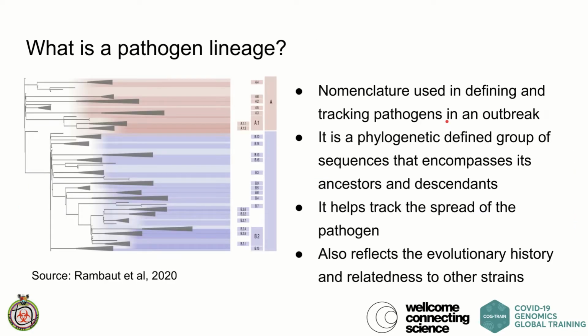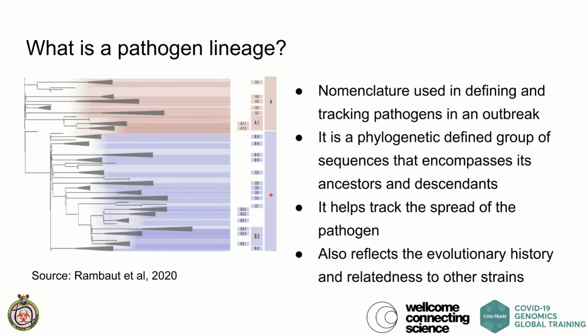Now let's define some of these terms we are mentioning. So a lineage is a phylogenetically defined group of sequences that encompasses the ancestors and the descendants. On the phylogenetic tree on the left, you can see there are two parts, one highlighted in red and the other in blue. So this corresponds to two lineages. You have lineage A and lineage B.